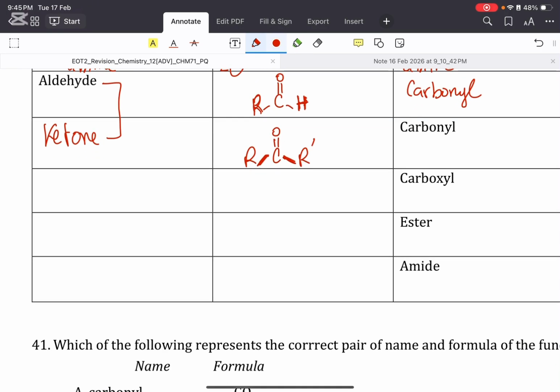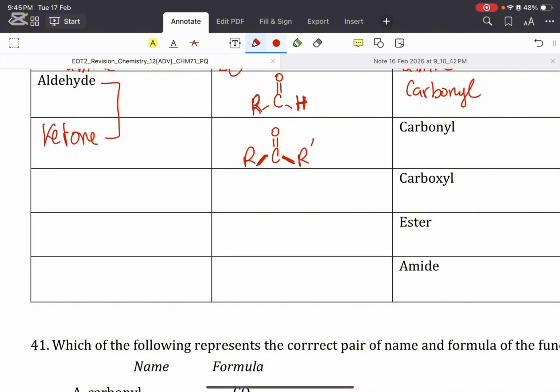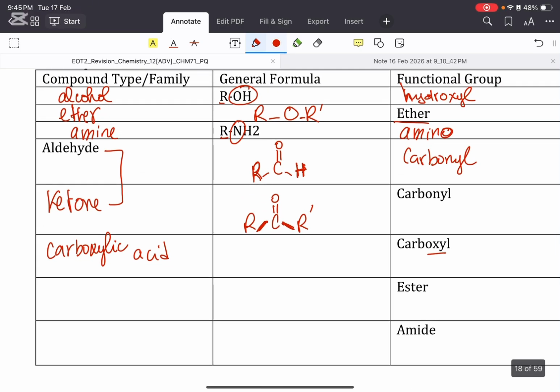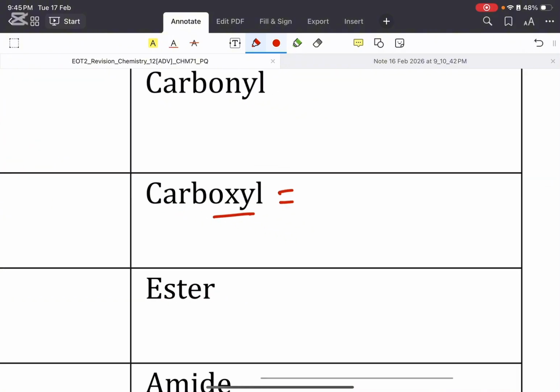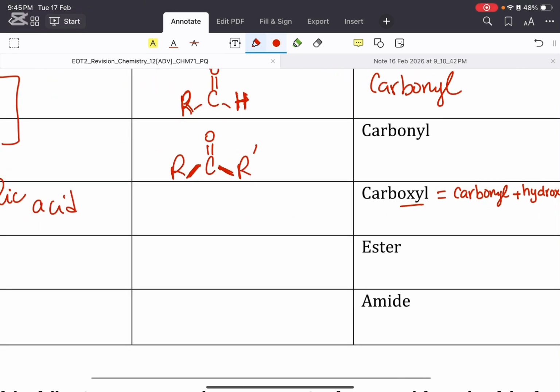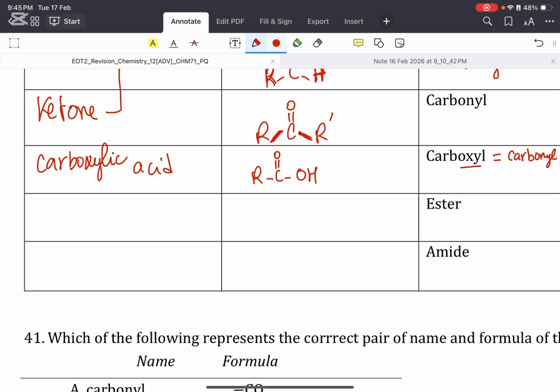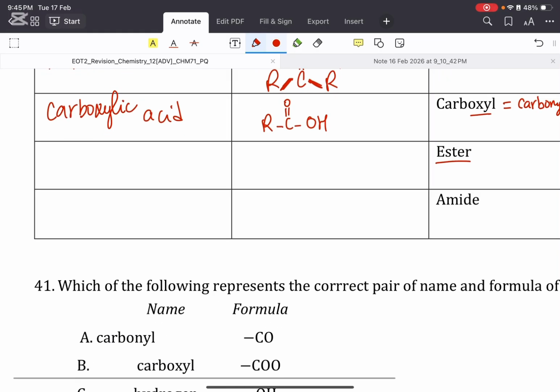Now, carboxyl functional group, this belongs to the family of carboxylic acid. Carboxyl, note here that I have a carbonyl and a hydroxyl. So the carboxyl is whenever I have a carbonyl bonded to a hydroxyl group. So let's put again the carbonyl and let's put the hydroxyl. Together, they make a carboxylic acid. Ester. The good thing about ester is the name of the family group is also the same. And also amide, it is the same.